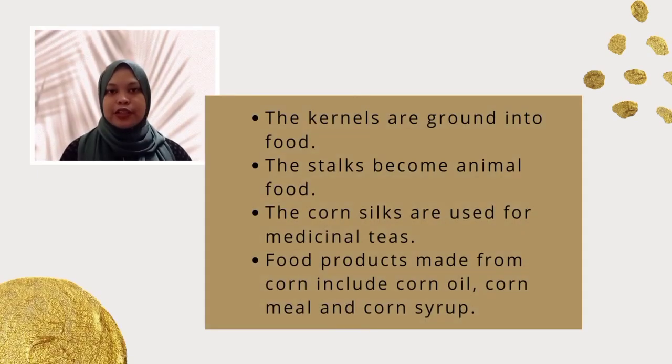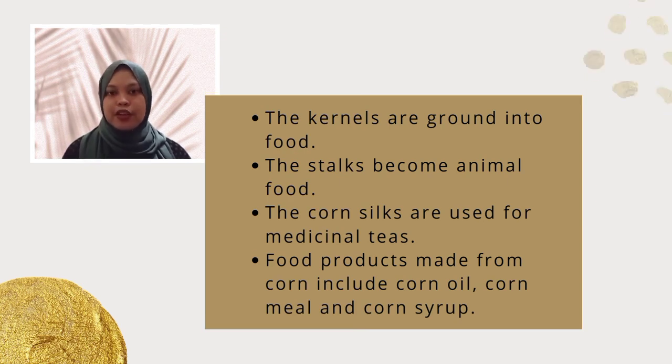Corn is a versatile crop, and everything on a corn plant is usable. No part of the corn is wasted. The kernels are ground into food. The stalks become animal food and the corn silks are used for medicinal teas. Food products made from corn include corn oil, cornmeal, and corn syrup.